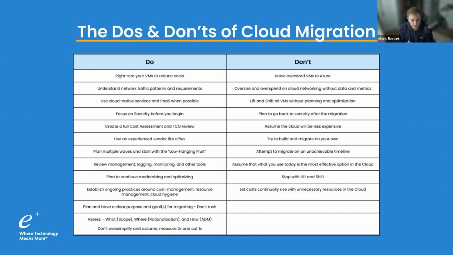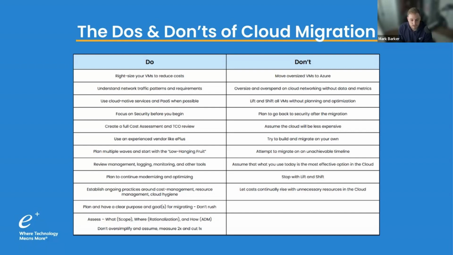So right sizing that. Don't lift and shift. Unless you are up against a timeline that is going to cost substantial money, there's no reason to look at moving oversized VMs to Azure or any CSP, really. Understand your network traffic patterns and requirements. Once again, this is visibility that we have with the Faddom tool. We can see that bandwidth coming through. We can see the direction of the flow. Don't oversize and overspend on cloud networking without data and metrics. That can be a very costly metric that you don't account for when you're moving to the cloud. It's not always about the instance type and the speed. It's also about how much traffic we are sending to that instance.